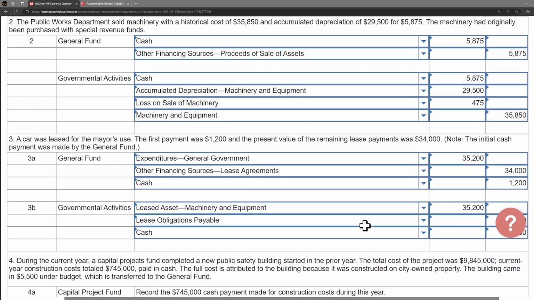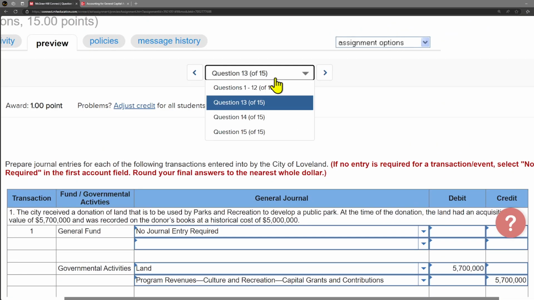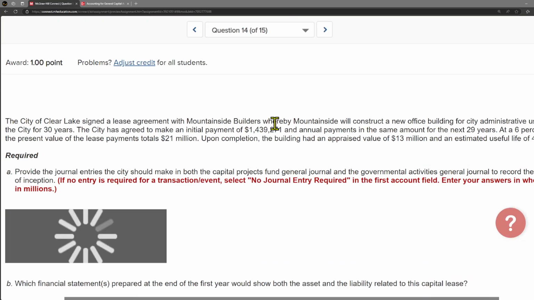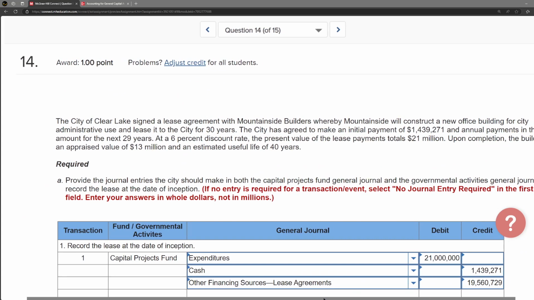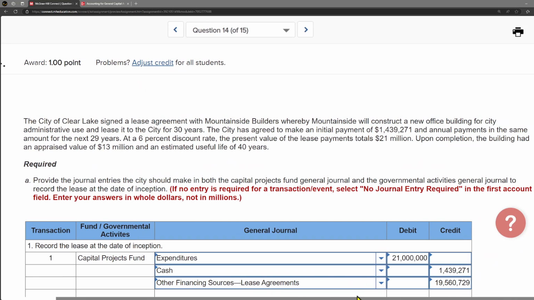Let's see. So that was sort of a long one. The middle one is not as long. Number 14, it's a pretty short one. And then 15 is a little bit longer again. Okay.